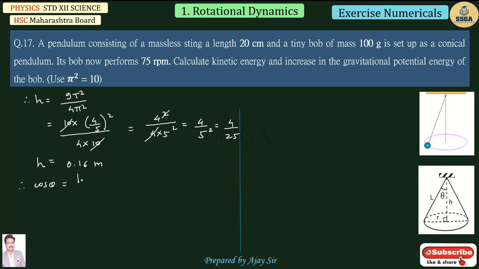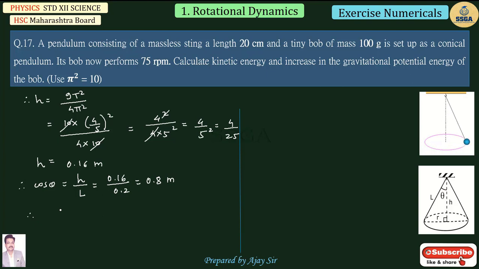So therefore cos theta is equal to H upon L. H upon L. So L is equal here 0.2. Therefore it is 0.2. So therefore the answer is 0.8 meter. So this is cos theta.